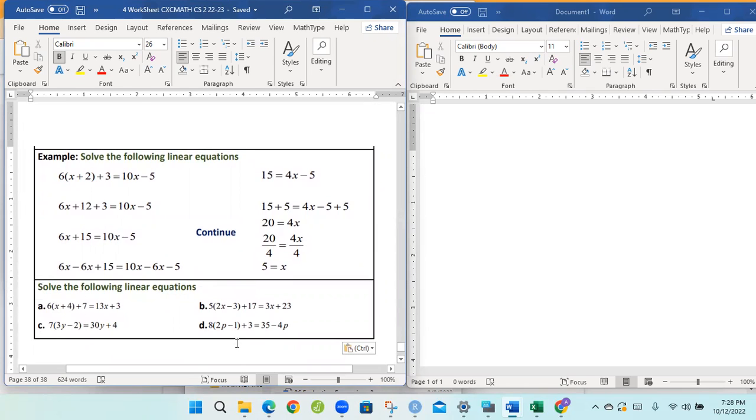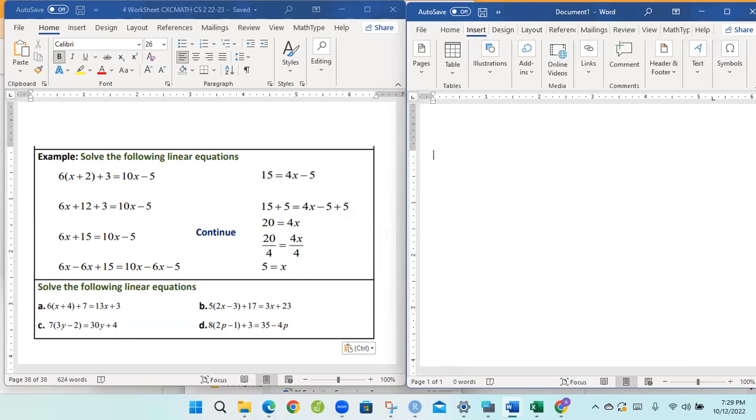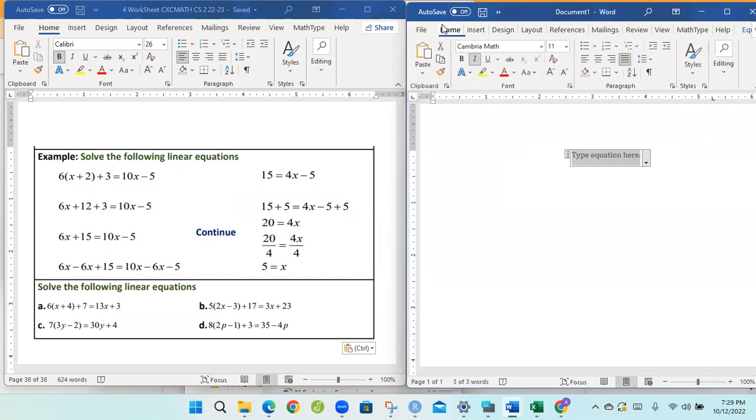And look, we have 4 exercises. Let's do part D. So write down part D, and let's do part D together. Part D is 8, open bracket, 2p minus 1. So not all times they're using x. Sometimes they can use a different letter like a or b or p. 8 outside of the bracket, 2p minus 1, plus 3 is equal to 35 minus 4p.